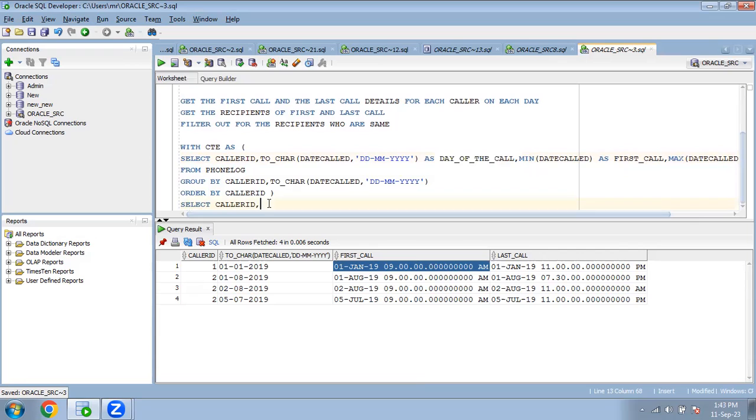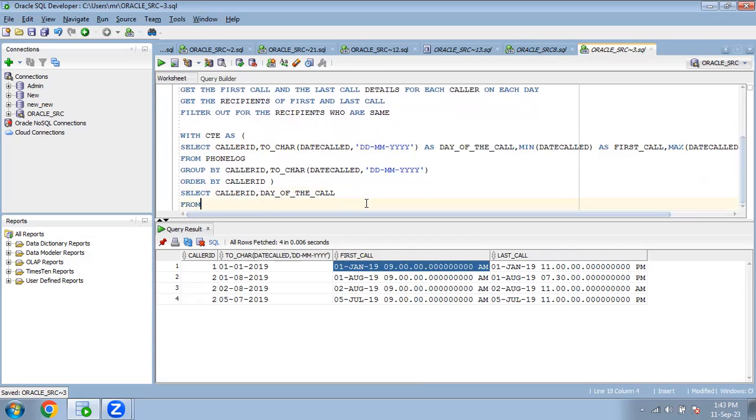From city, I'll join that with the phone log again, to get the recipient ID matching with this first call first. I'll join with phone log and give it an alias ph1, on city dot caller ID equal to the caller ID from the phone log, correct?